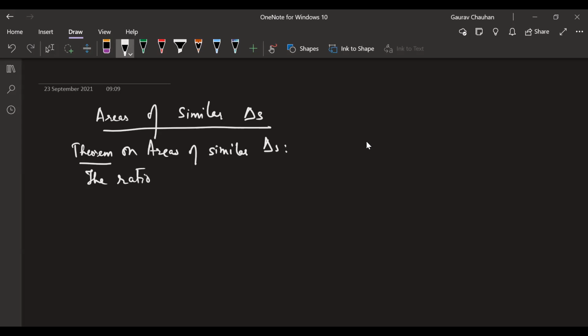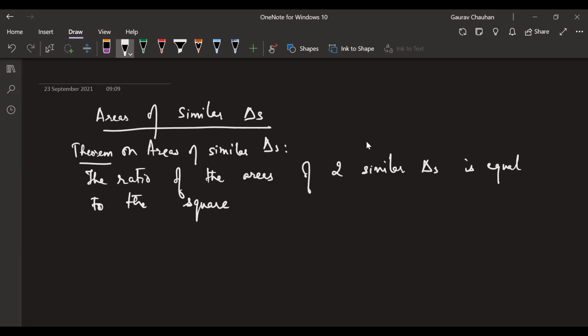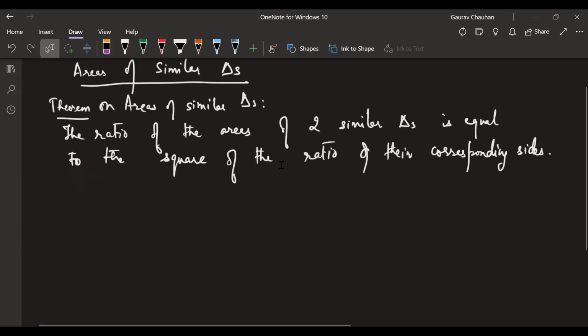the ratio of the areas of two similar triangles is equal to the square of the ratio of their corresponding sides. Okay, this is the theorem. I want you to take a minute, take 30 seconds to copy this down.